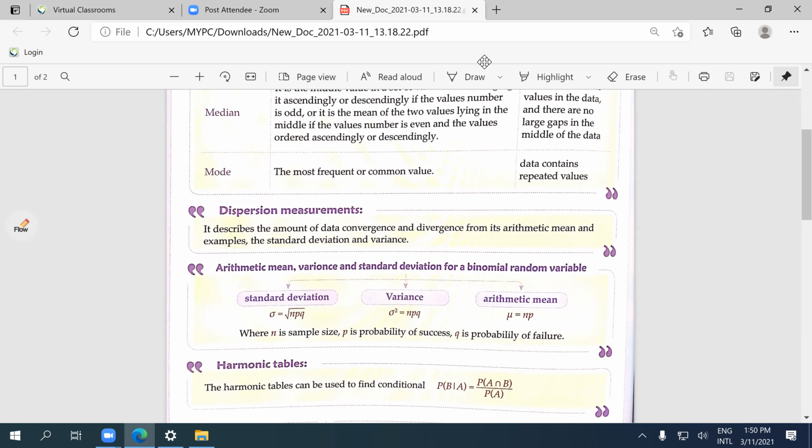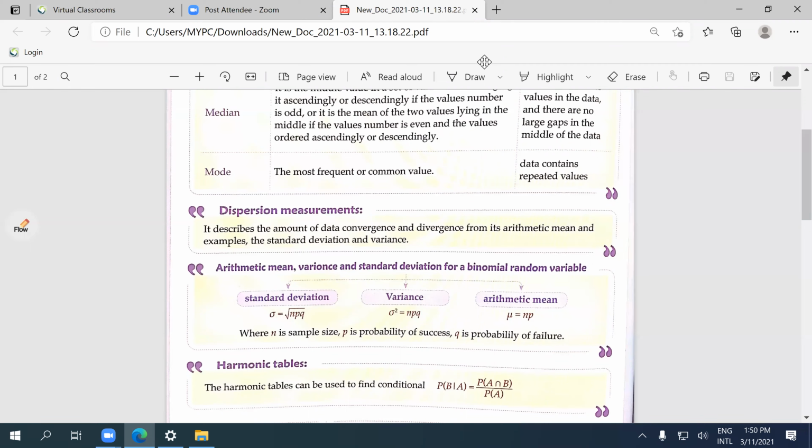And how can we measure it? We talk about the standard deviation, we talk about the variance. The range is also very easy. One of the dispersion measures is the range. What is the range? The range is the highest or maximum value minus the minimum value. This is the range.